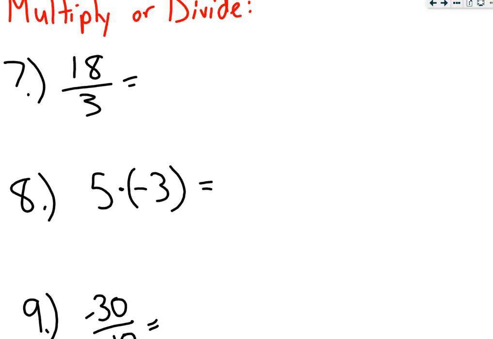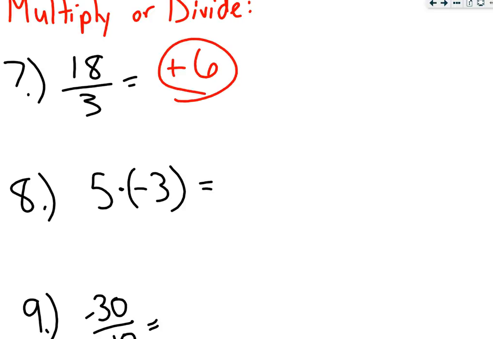We're just going to go through these next few examples pretty quick. If you need some time between, make sure you pause the video. But for number 7, positive divided by a positive is a positive. 18 divided by 6 is 3. Or 18 divided by 3, however, is 6.